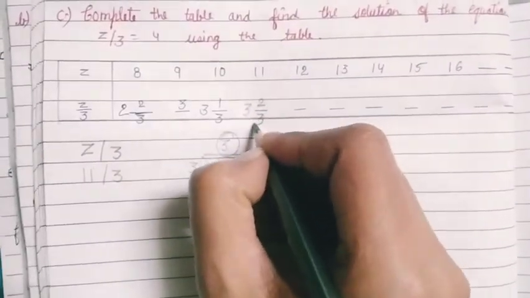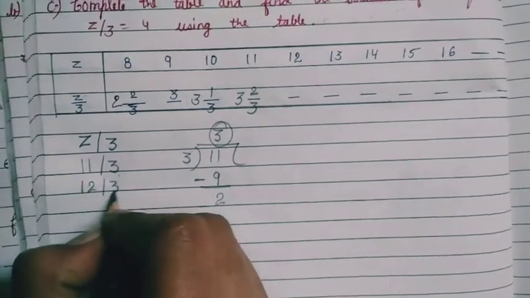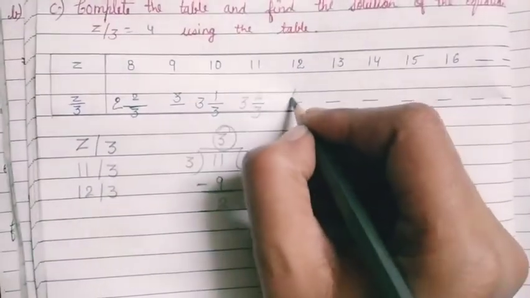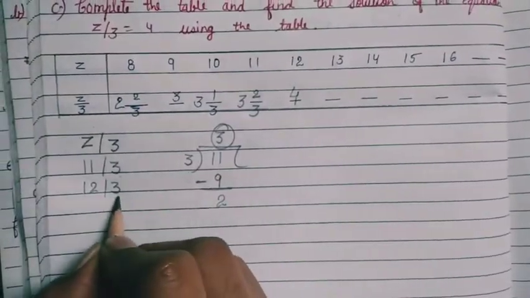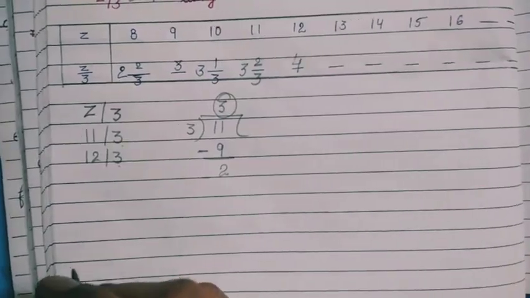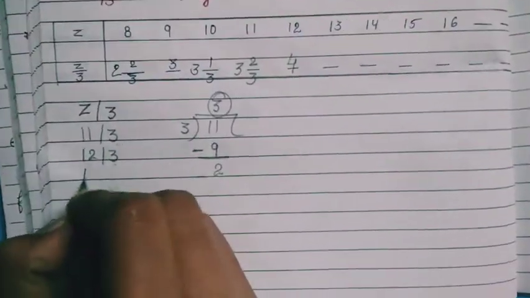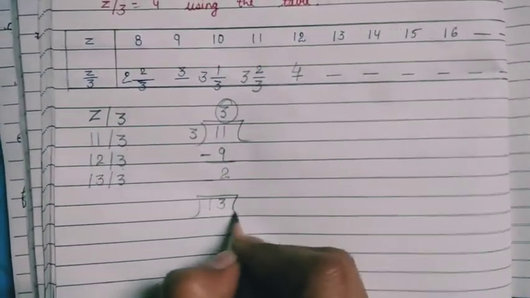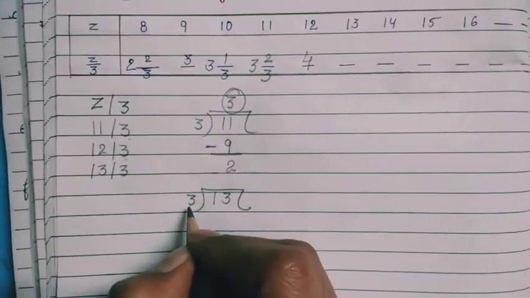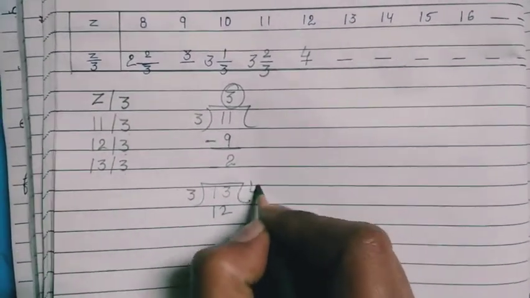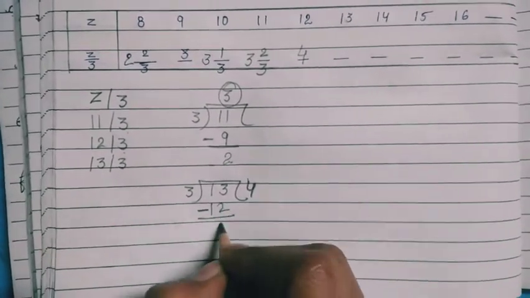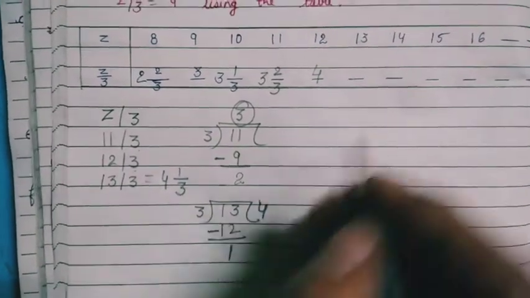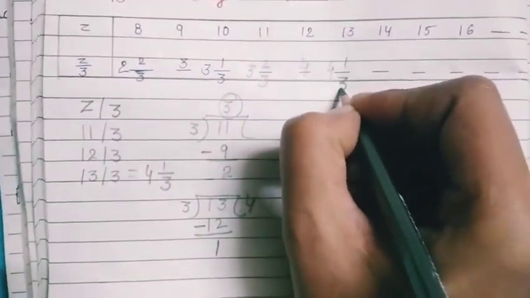Then 12 by 3, because the next value is 12. When 12 is divided by 3, it will give us 4, because in the table of 3, 12 comes 4 times. Then the next value is 13. This 13 will be divided by 3. Exactly the same as in the case of 11, we will do here. 3 4s are 12, so 4 is here. Then 13 minus 12 is 1. So its answer is 4 1 by 3. So here we will write 4 1 by 3.